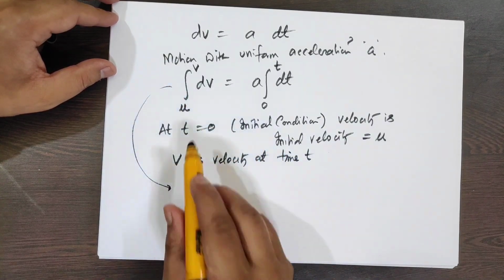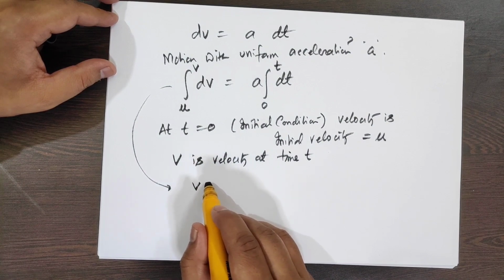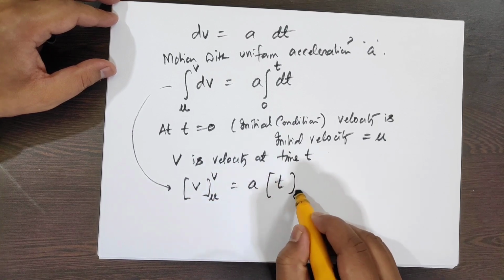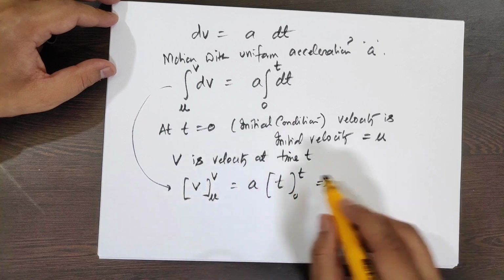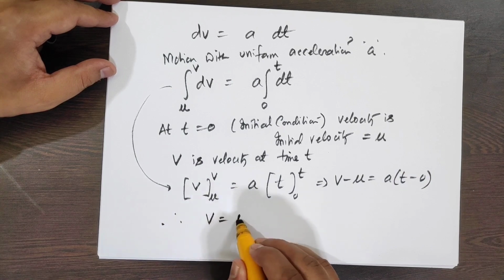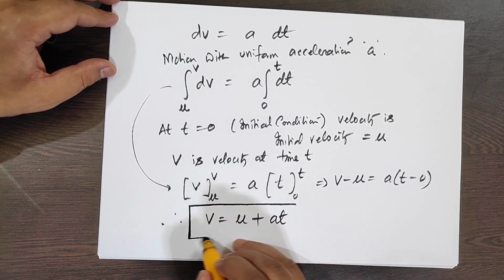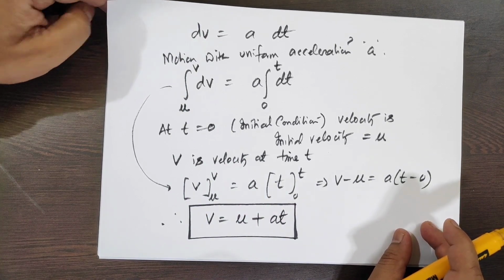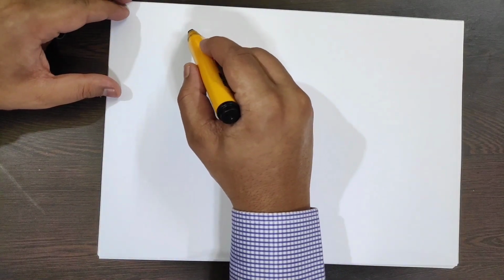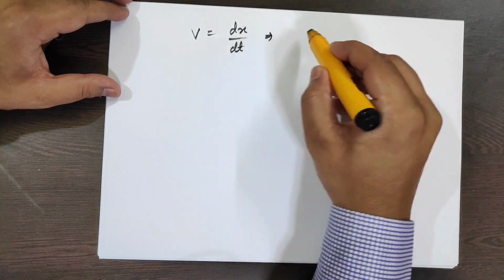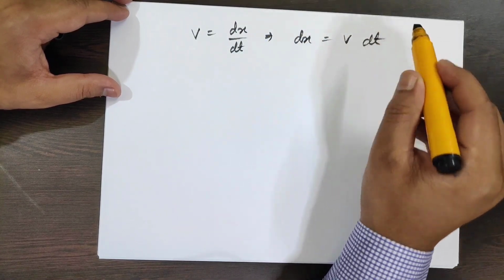So here, after integrating, what do you get? V inside the box, u to v, and a t, 0 to t, that means here you get v minus u equal to a into t minus 0. Therefore v equals u plus at. And obviously you know that v is dx by dt, so dx is equal to v times dt.